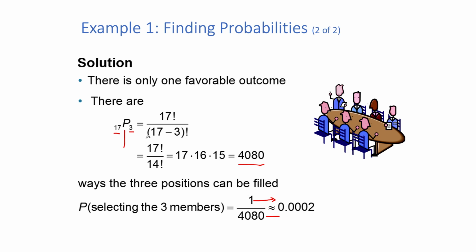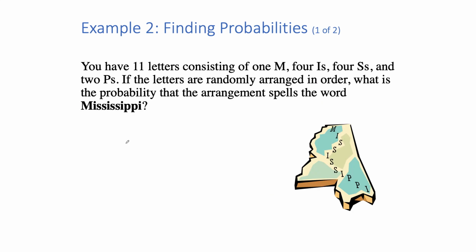Okay. So again, remember the crucial thing here is to count up the number of outcomes. So there's 17 members to choose from. 3 of them are chosen for these positions, and the order in which the choice is made matters, and that's what makes this a permutation. Okay. All right. So let's look at a couple more examples.